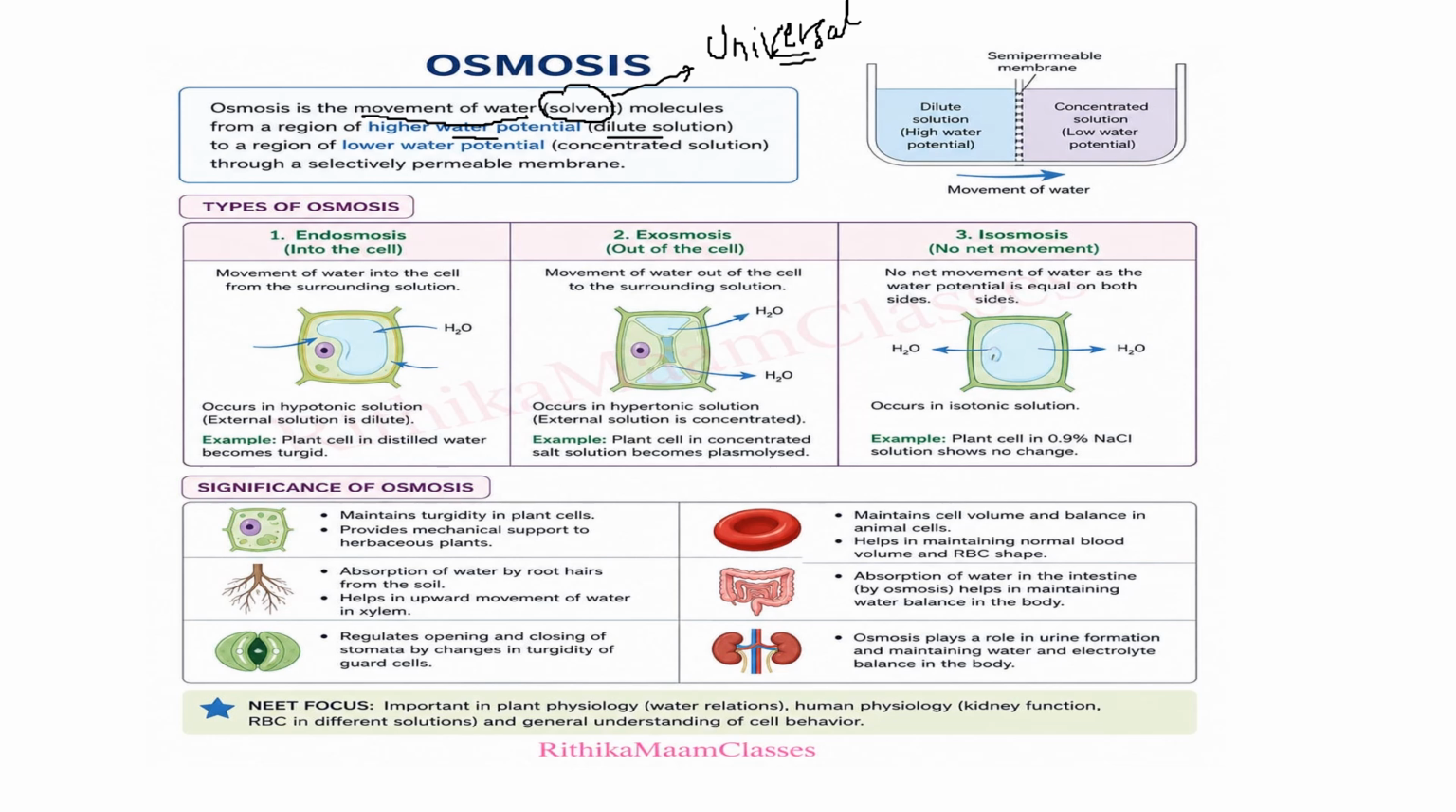solution wherein the concentration of water is too high or dilution is too much, to a region of lower water potential, that is the concentration will be very high but the water here will be very much less, through a selectively permeable membrane. Understand looking at this particular diagram.